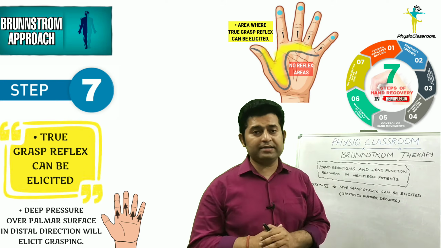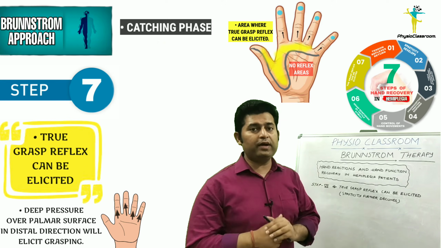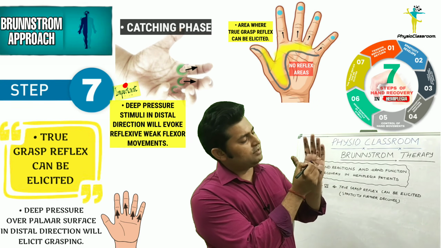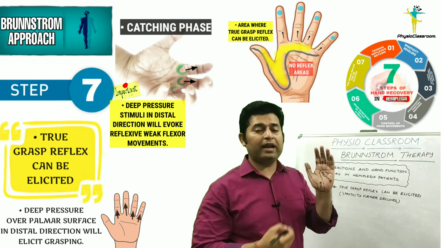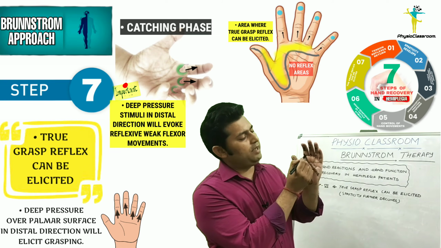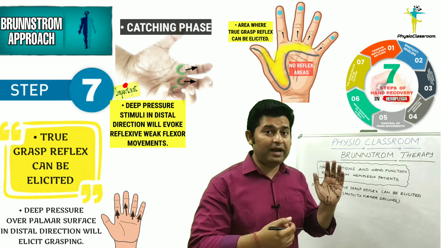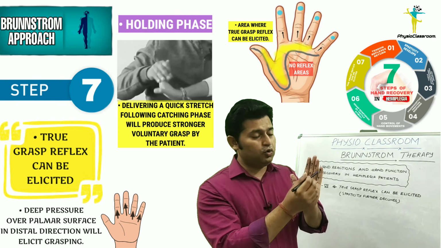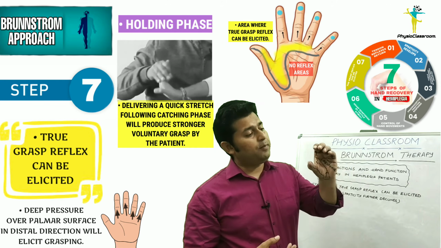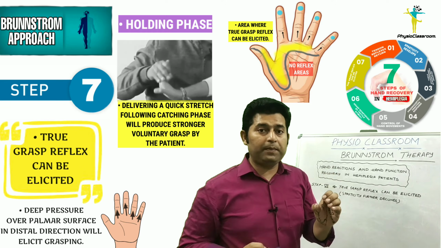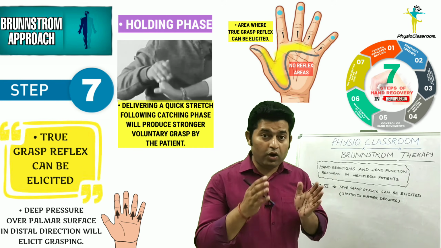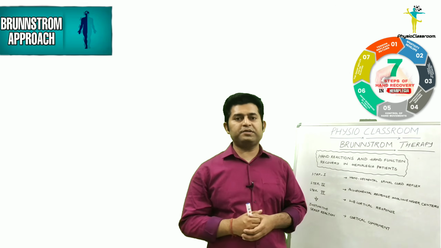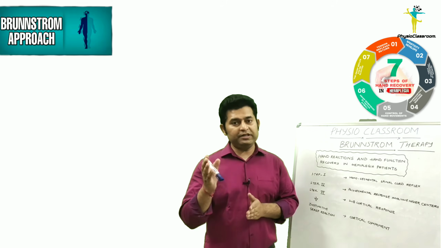Now, true grasp reflex has two phases. The first one is the catching phase, in which when the deep pressure stimuli moves in the distal direction, we see a reflexive weaker contraction in the flexor muscles of the MCP and the IP joints. If immediately after invoking the catching phase, the therapist goes for a quick stretch to these muscles, then the patient can produce a stronger grasp from the paralytic hand, and this is known as the holding phase of the true grasp reflex. So these were the 7 important steps of hand function recovery in a hemiplegic patient.